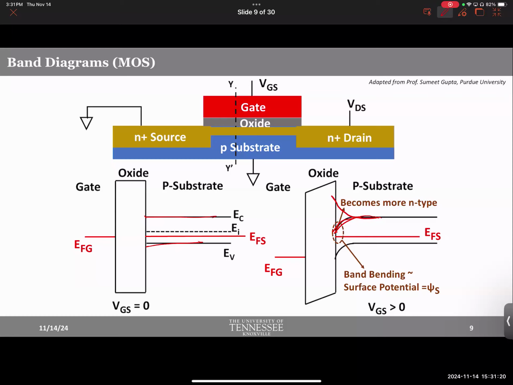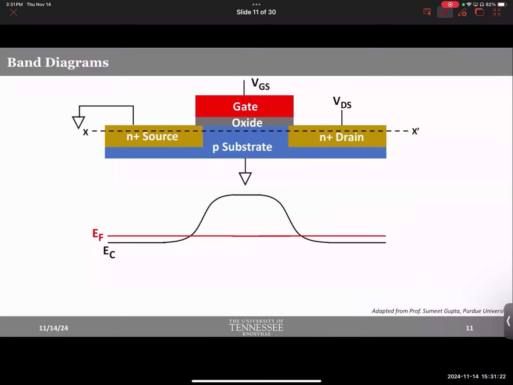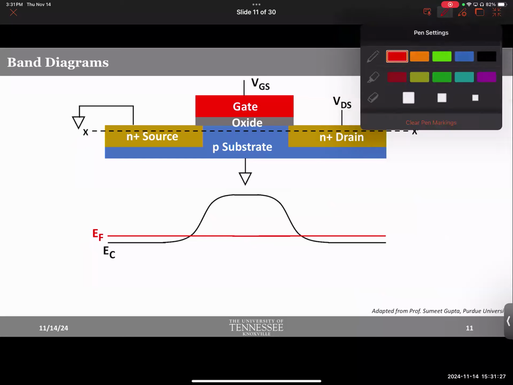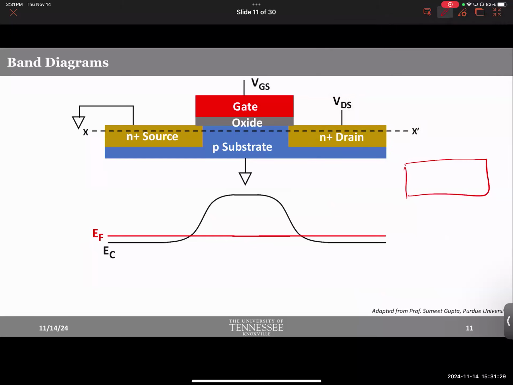Going back, let's talk about the other cross section, the x dash cross section. I'm going to draw it in a much simpler way. So you have N, P, N. I like to use this one. Let's do this: N, P, N. So we are going through this cross section.